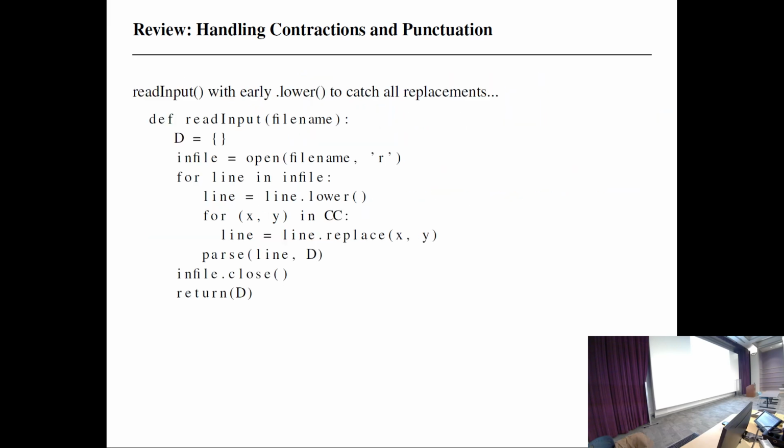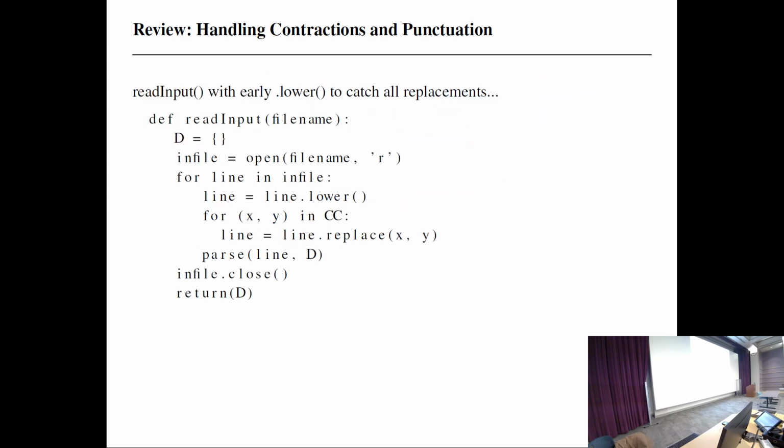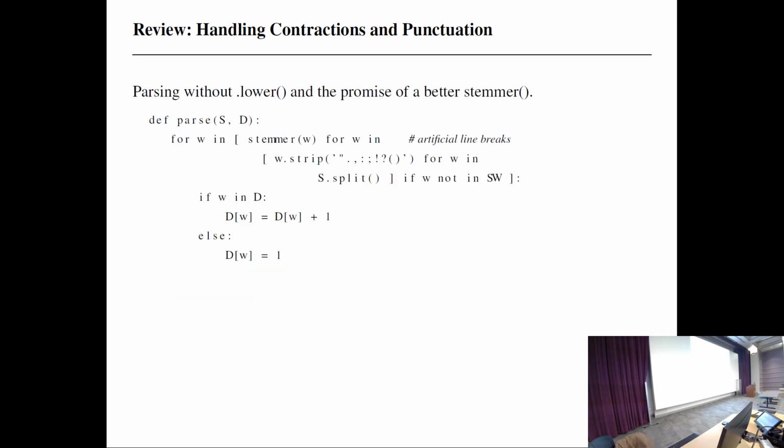We had come across read input, which reads in the file name and creates a dictionary that has the frequencies of every word that we find in the text. We do that by reading in one line at a time, lowercasing it, and doing the replacement. Recall that every one of these is an XY pair. So we're going to do 92 calls to replace in that line whatever the value of X is with whatever the value of Y is. Then we call our parsing function on that transformed text, all lowercase, close the file, and return the frequency counter.